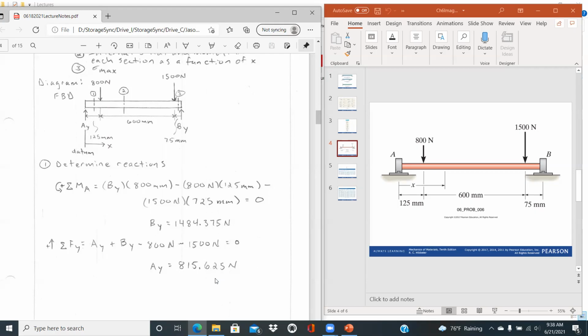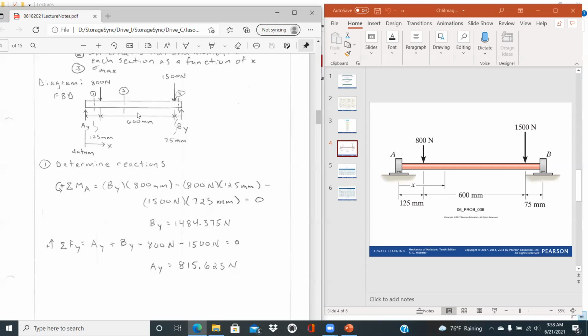One thing that we are doing in this process is neglecting the weight of the beam. Typically the loading that's applied to the beam is much greater than the weight of the beam, so that becomes insignificant. But that may not always be the case, so that's something you should consider based on the loading. Do I need to take the weight of the beam into account?